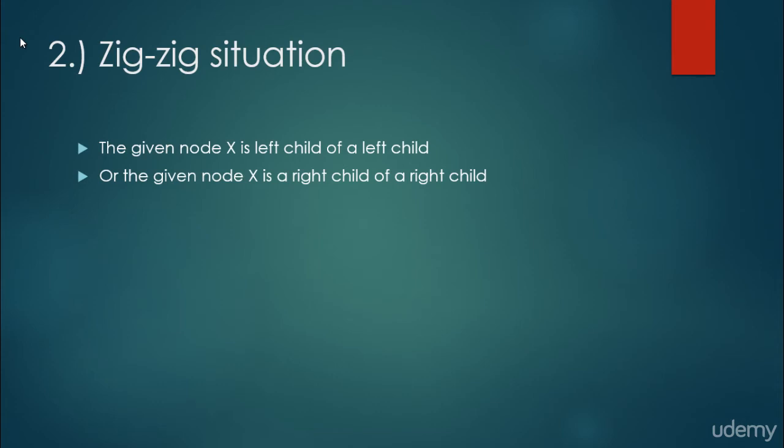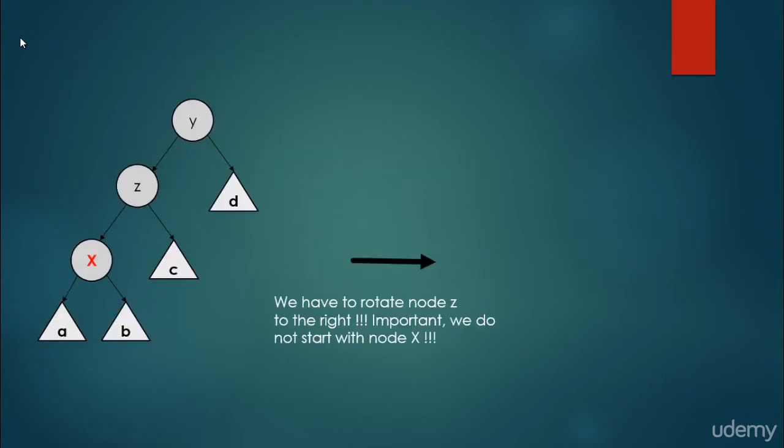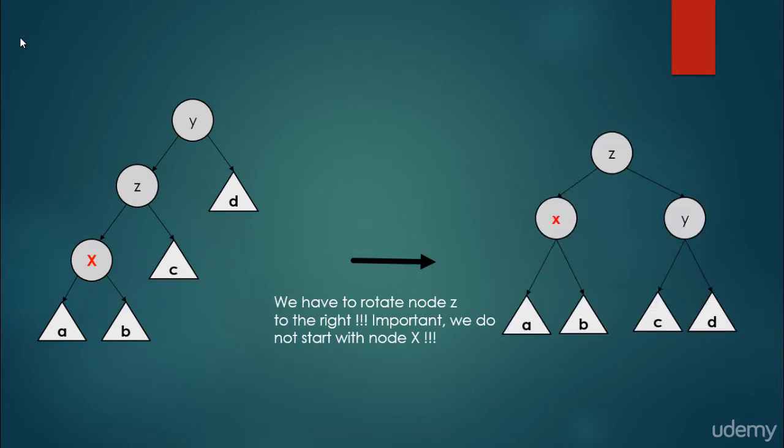And let's see an example of the zig-zig situation. So this is a typical zig-zig situation. The x is the left child of z and the z is the left child of the y. So the x is a left child of a left child. So we have to rotate node z to the right, not the x. It is very important that we do not start with the node x. We start with the parent of the node x. And we make a right rotation on z. Then the parent of the x will become the root, because the parent of the x is the z. And after the rotation, the z is the root, as you can see.